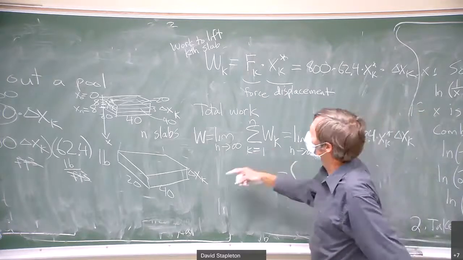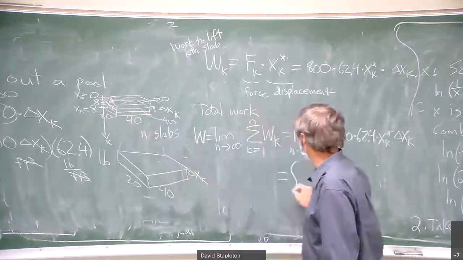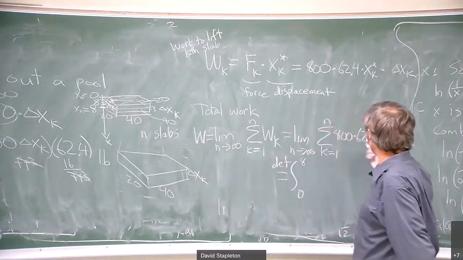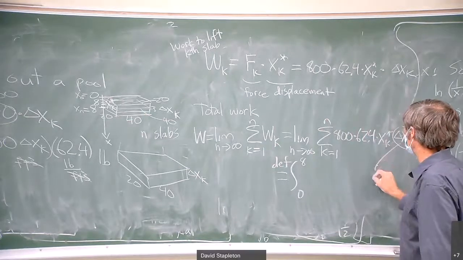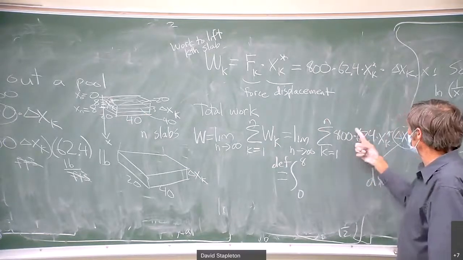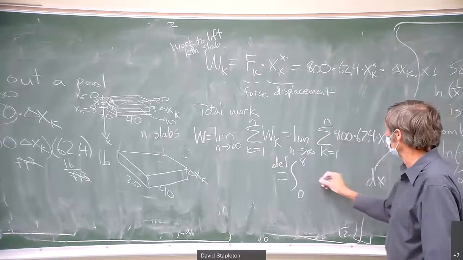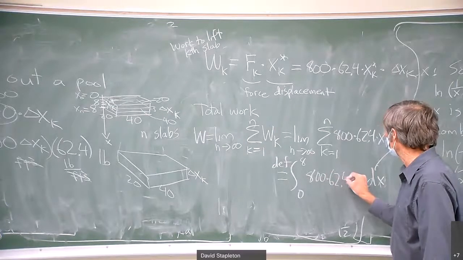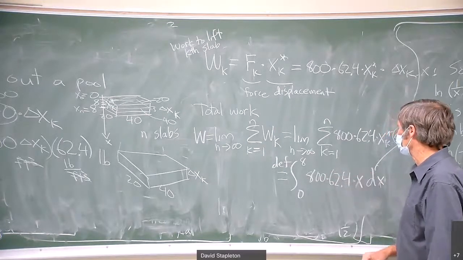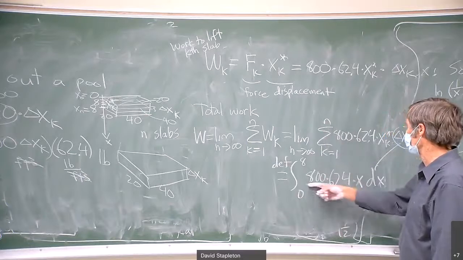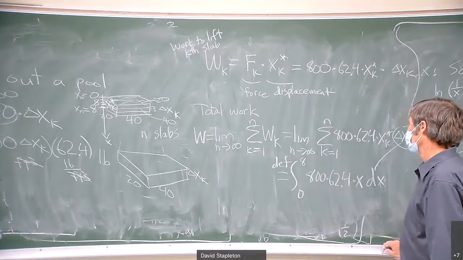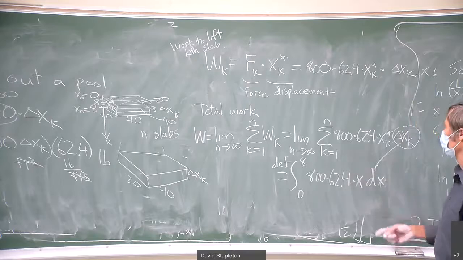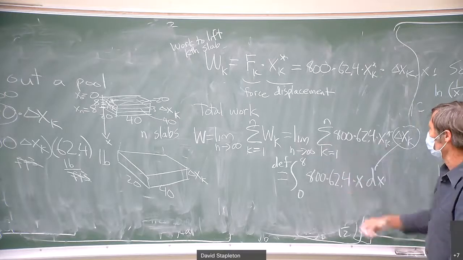But this, by definition, is the definite integral. It's the integral over the partition 0 to 8. By definition of the definite integral, it's this thing with delta x replaced by dx and xk star replaced by x. So it's 800 times 62.4 times x. I've had people before, instead of figuring all this out, just memorize this formula. But you have to be able to do it over the shape of whatever it is too, so you have to know cross-sectional area.